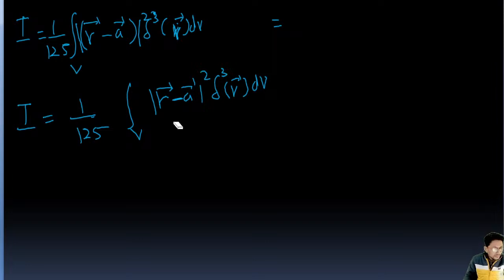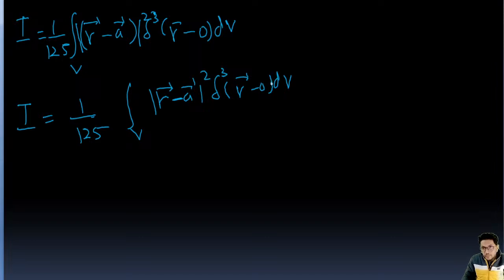So this one, r minus 0. Okay, you have to write it, r minus 0, dv, so this is going to be vector r minus 0 dv. Okay, so this is going to be 1 upon 125. Okay, we'll reuse this formula, right?